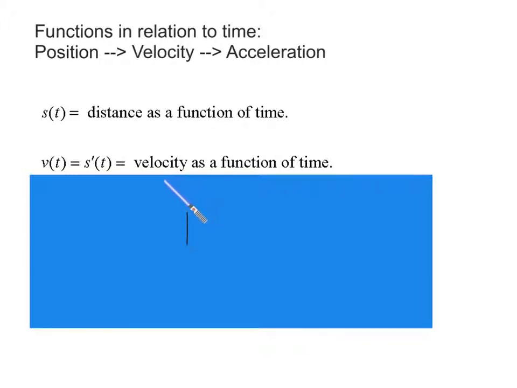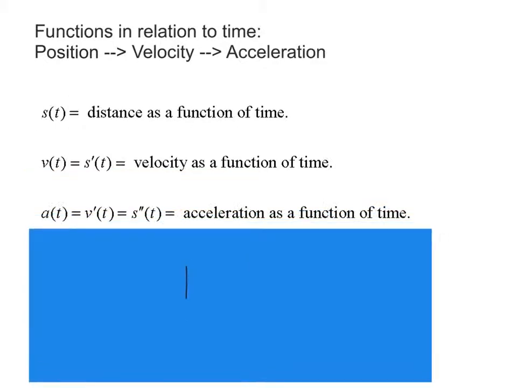So our change in distance with respect to time, as time changes, our rate of change is the velocity. And as our velocity changes with respect to time, our rate of change of velocity is our acceleration. So velocity is the first derivative of position. Acceleration is the first derivative of velocity, which makes it the second derivative of position.